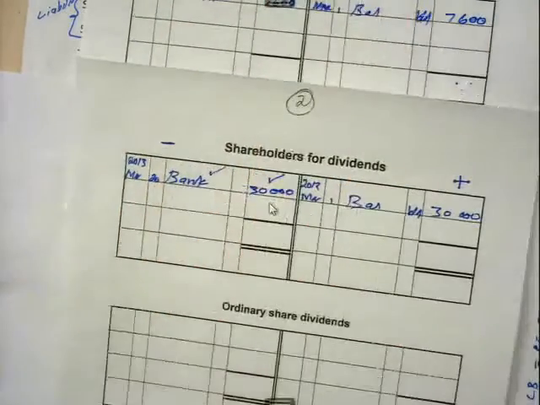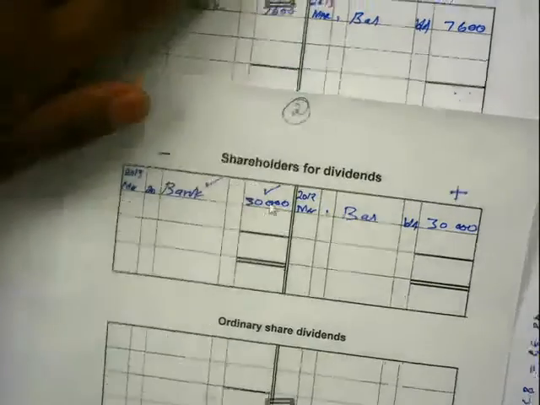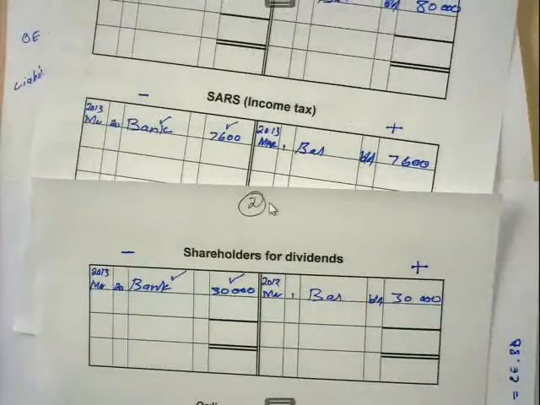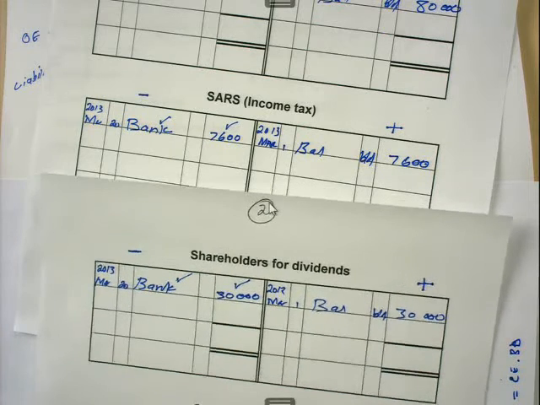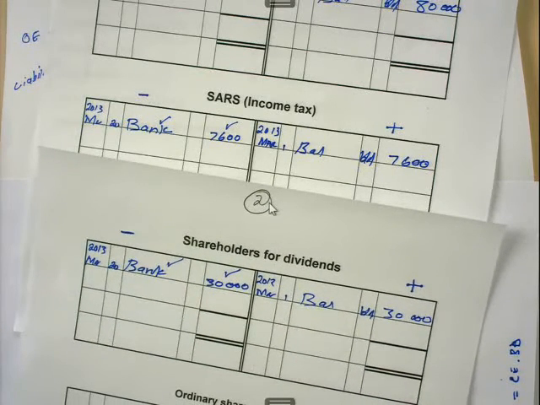I just collected myself easy 4 marks by simply making those two entries: paid amount due to SARS and paid amount due to shareholders. Those are the amounts that we owed at the beginning of the year. Fine, let's proceed.